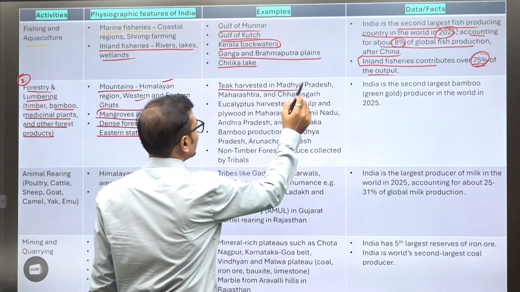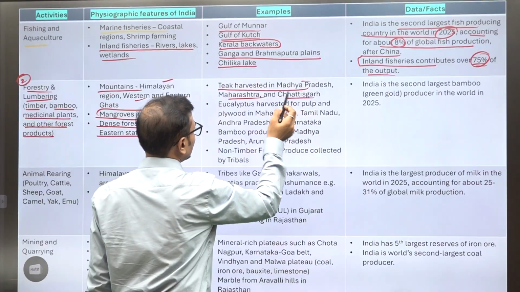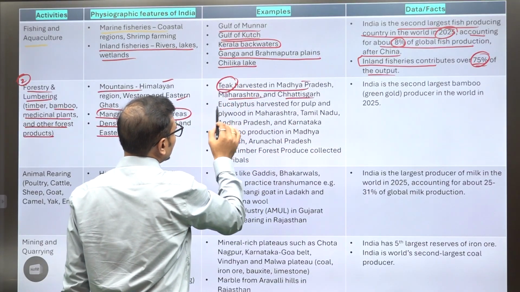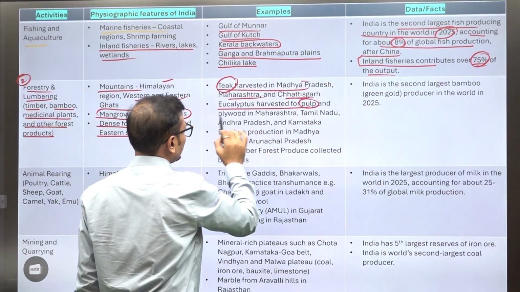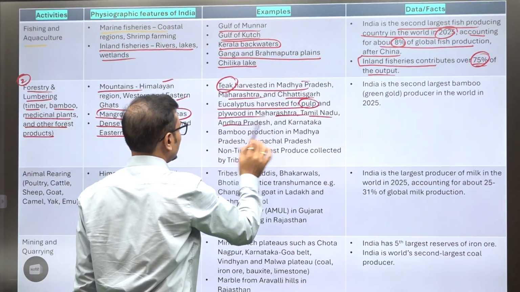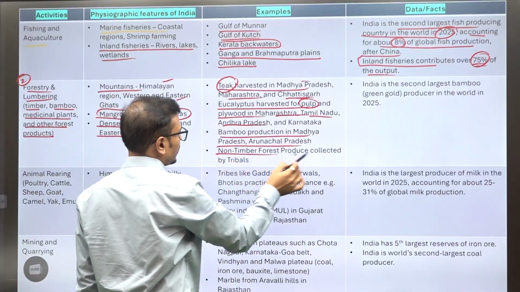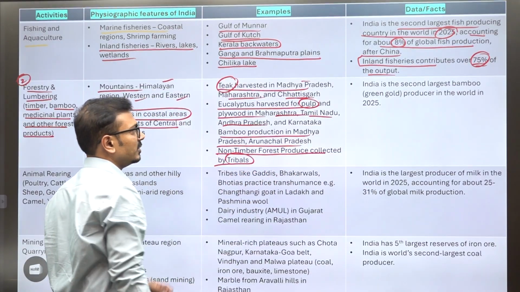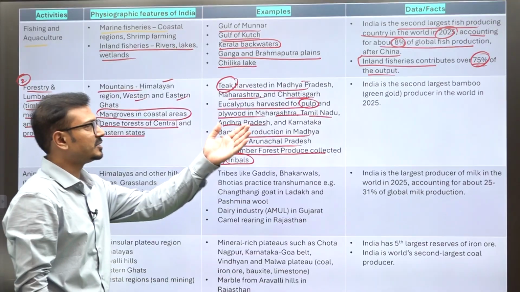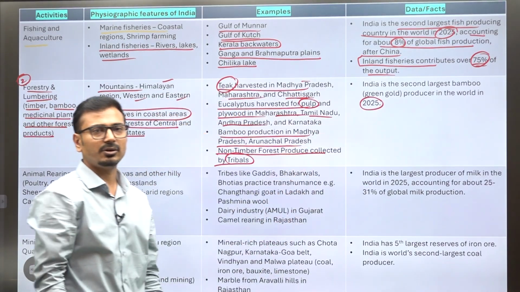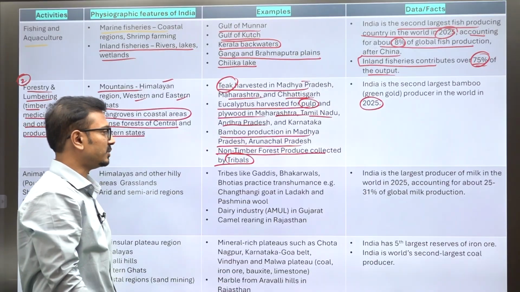Teak harvested from Madhya Pradesh, Maharashtra. So teak is very important for furniture and other industrial use. Eucalyptus harvested for pulp and plywood in Maharashtra, Tamil Nadu. Bamboo production in Madhya Pradesh, Arunachal Pradesh. Non-timber forest produce collected by tribals. India is the second largest bamboo producer in the world in 2025. Such kind of data will be value addition in your answer.